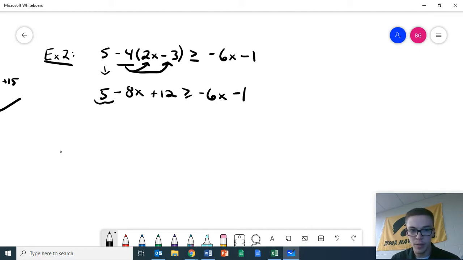I can combine together that 5 and that positive 12. So I'm going to combine 5 and a positive 12, and that makes 17. And then I'll bring everything else down. So I have a negative 8x plus 17.